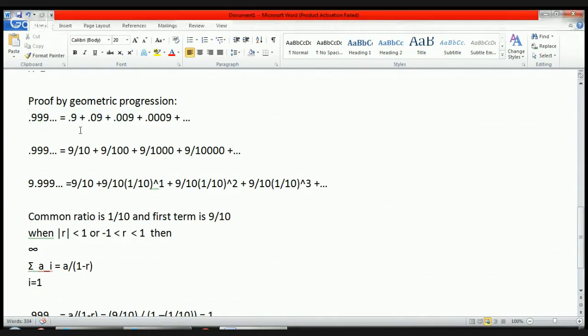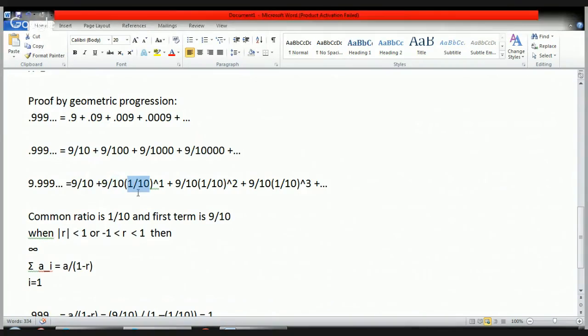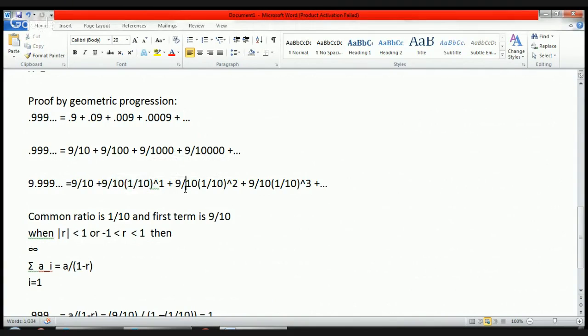Anyways, so basically we convert these to fractional form. So 0.9 is going to be equal to 9 over 10, obviously, in fractional form from decimal form. So we're just converting it from decimal to fractional. And then we can also ask, what are the common factors involved here? The first initial one is 9 over 10, and the second one is just 9 over 10 multiplied by 1 divided by 10 raised to the first power. The next one is just 9 divided by 10, times 1 divided by 10 raised to the second power, and so on and so on.